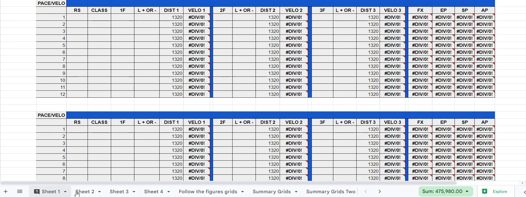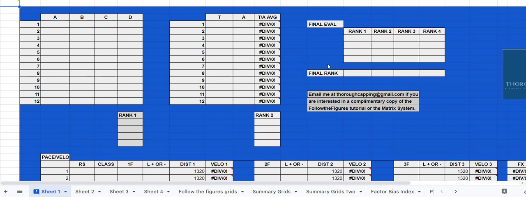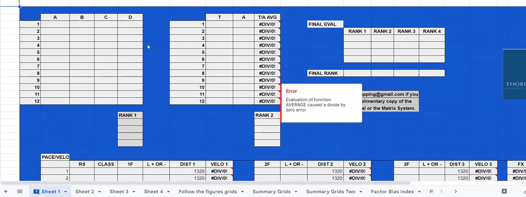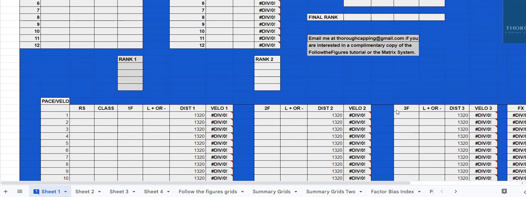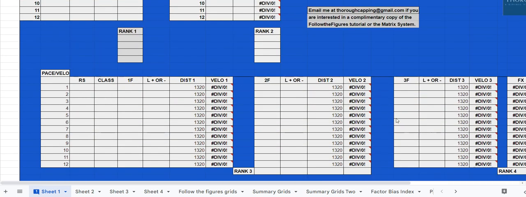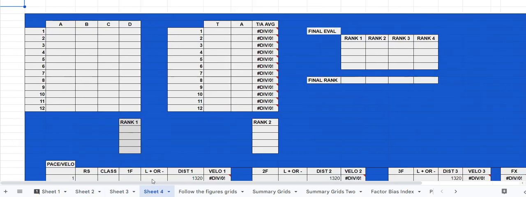So you have your normal basic original grids where we calculate all the ratings, target, ability for every single horse before we even eliminate any type of contenders. The pace, velocity for everybody, and so on. You have 4 sheets of them, and each sheet has probably about 50 or 60 grids on it. So it's almost like 2 years' worth of grids for you.